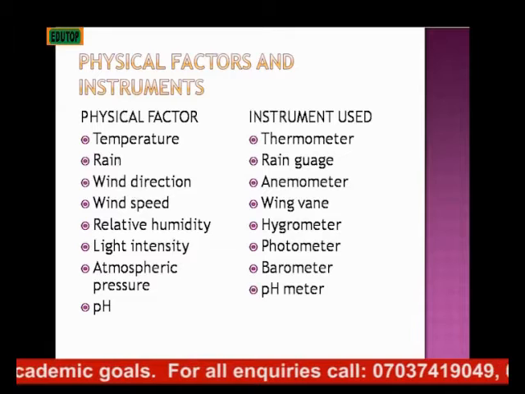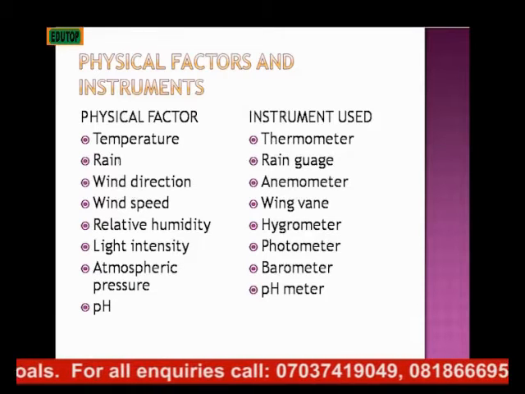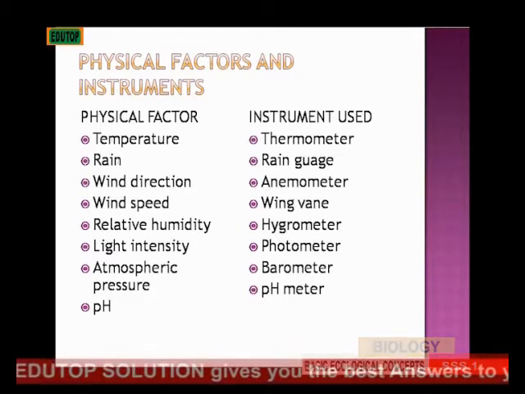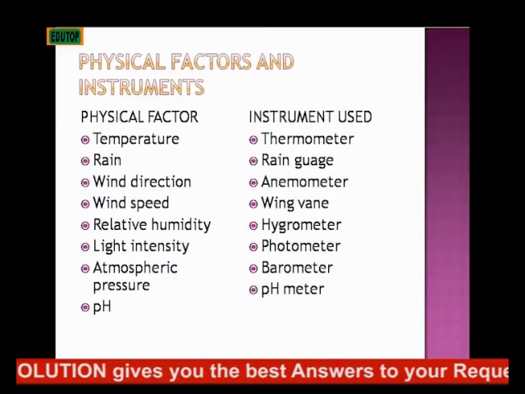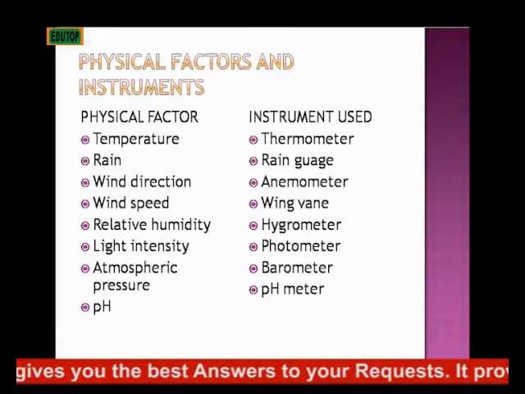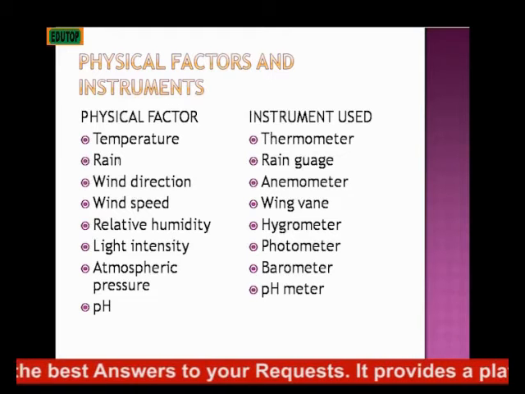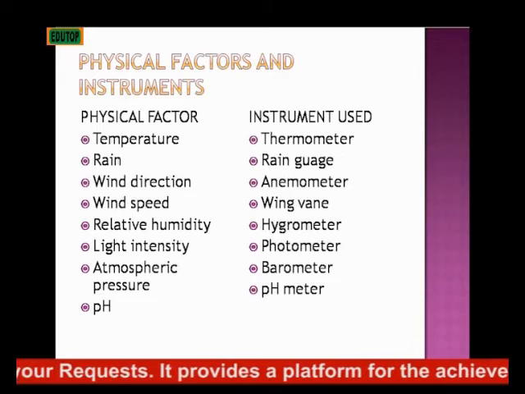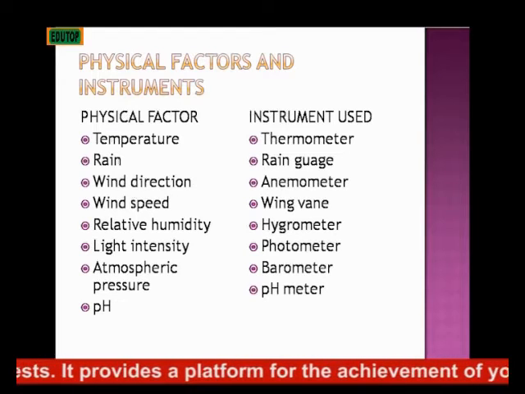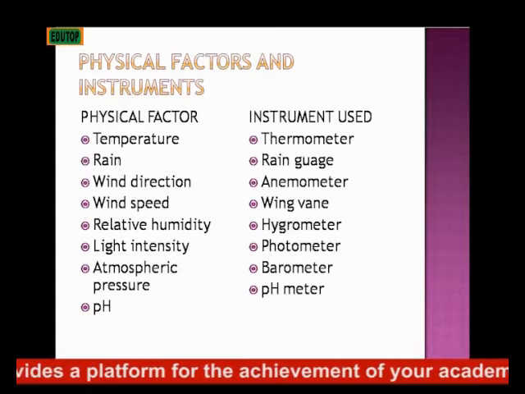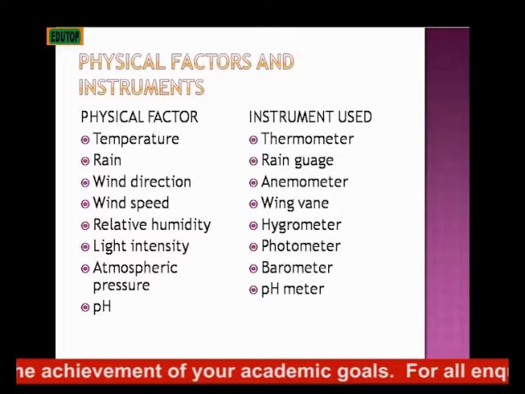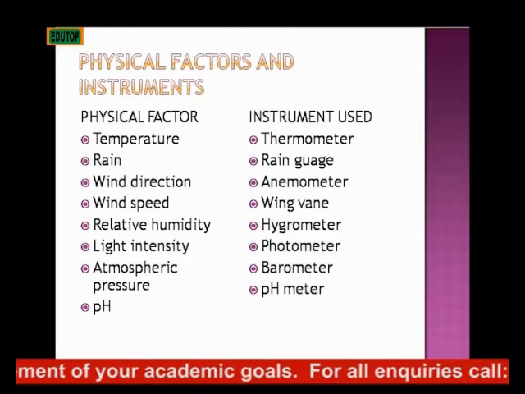Also, the wind direction, that is the direction that the wind is blowing, north, west, south, east, is determined by an instrument called an anemometer. Then the wind speed is measured by another instrument called a wind vane, while relative humidity is measured by the instrument called a hygrometer. I explained what relative humidity is. The amount of water in the atmosphere is the relative humidity, and it is measured by a hygrometer.